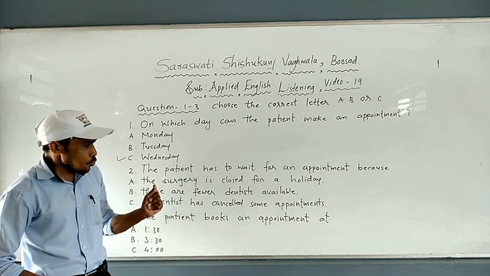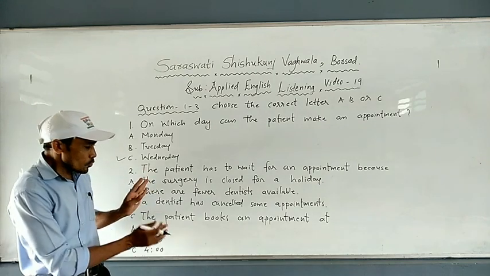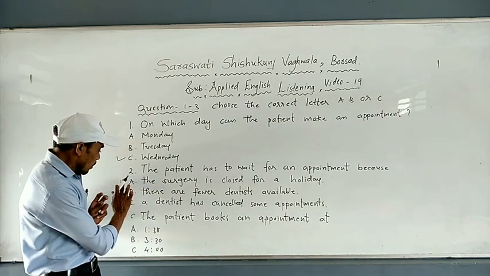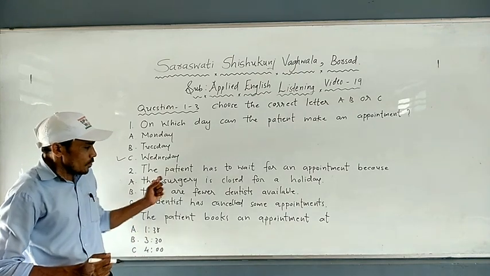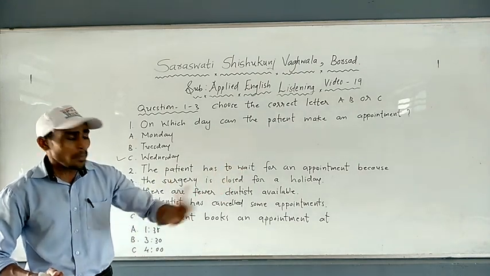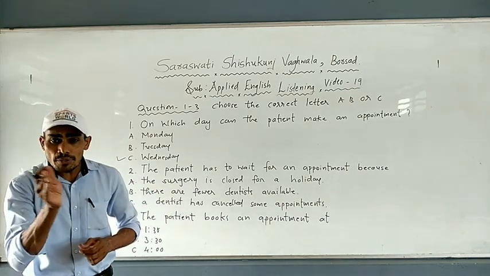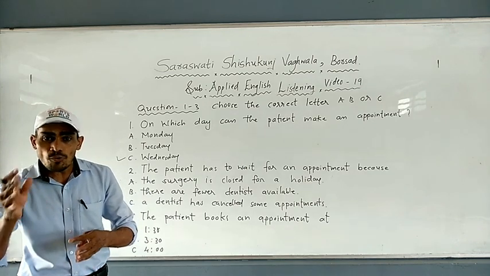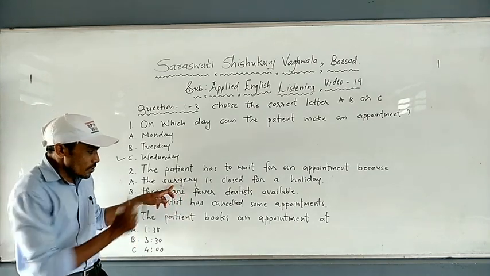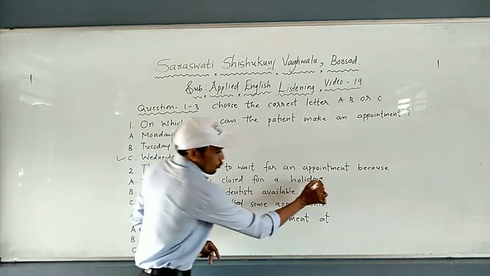The patient has to wait for an appointment because, okay. Now here there are a lot of options. All 3 options are being said, but you need to stick to only one option. Now the patient has to wait for an appointment because why? The surgery is closed for a day. No. When you have done listening very carefully, one of the dentists has gone for holiday. So here surgery is closed for holiday. The option is contradictory. So this option cannot be.